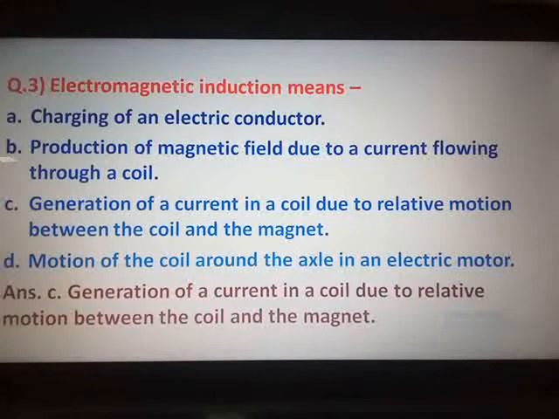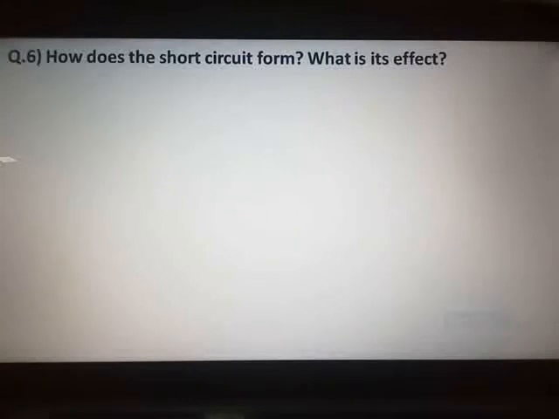Let us move to question number 6. Very, very important question. How does the short circuit form and what is its effect? You have to mention the short circuit and what the adverse effects of this short circuit are. So all of you will refer to page number 49, last paragraph of the page. Page number 49 of your textbook, last paragraph. First, you have to explain about short circuit. What is short circuit? How does it form? How does it take place?